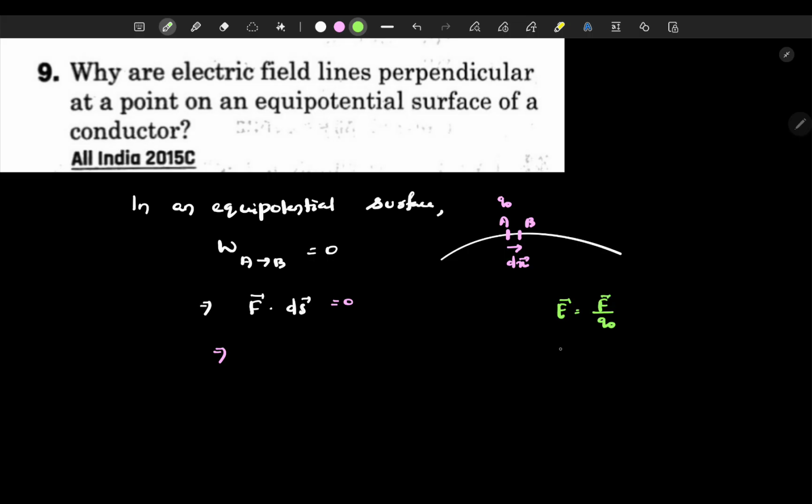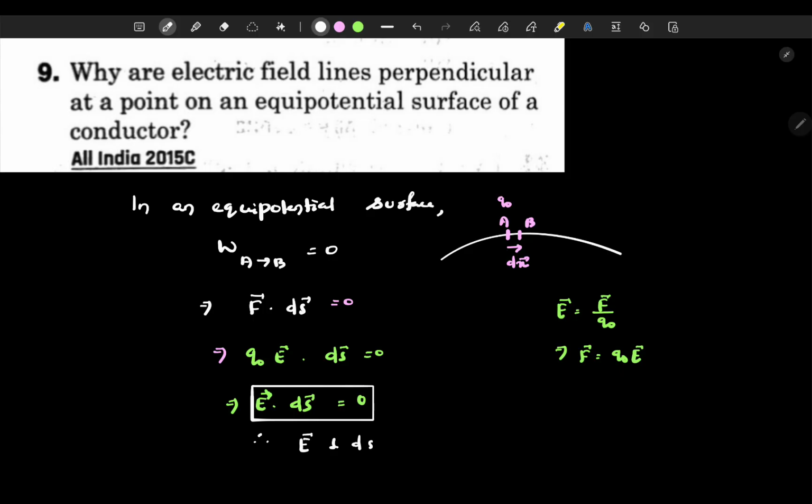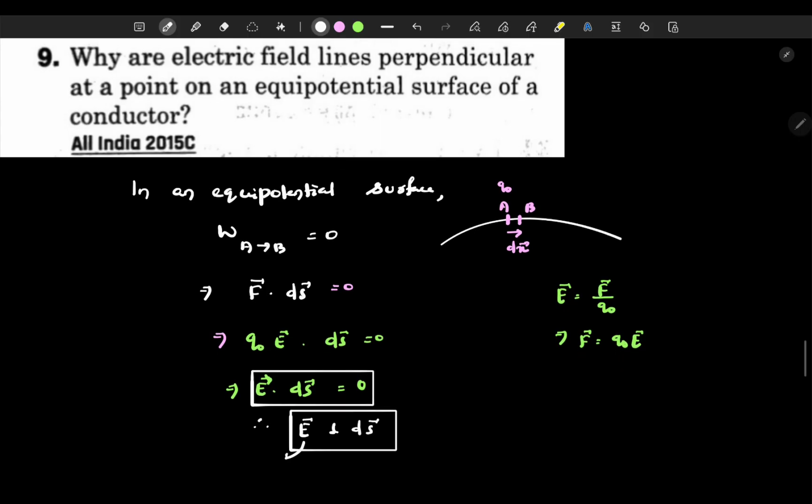That means we can write F vector is equal to q naught into E vector. So instead of F vector, I can write q naught into E vector dot ds vector is equal to 0. That means E vector dot ds vector equals 0. And as per the properties of the dot product, if two vectors are perpendicular to each other, then their dot product is 0. That means E vector is perpendicular to ds vector. What is E vector? E vector means this is your electric field lines. And ds vector, or dx vector, whichever, let us mark it as ds vector.